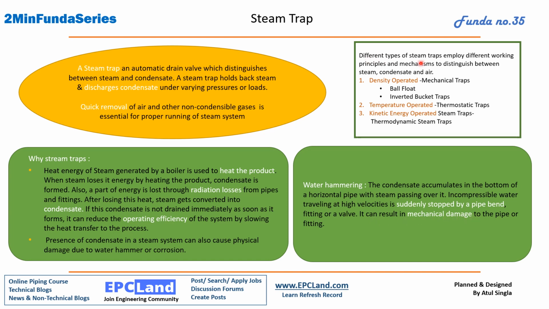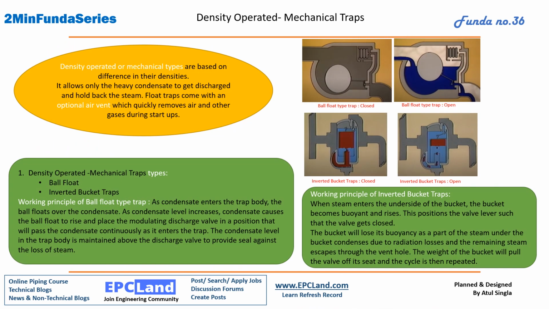There are different types of steam traps. Based on the working principle and mechanism, we have divided them into three parts: density operated, temperature operated, and kinetic operated. We'll discuss each one in separate parts. Density operated mechanical traps: steam and water have different densities, and this is the basic principle of these traps, along with the optional air vent in between.